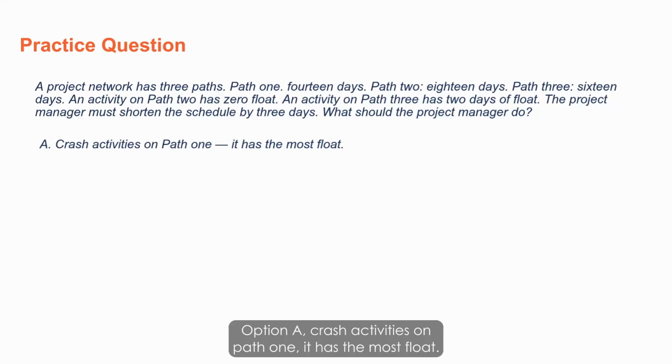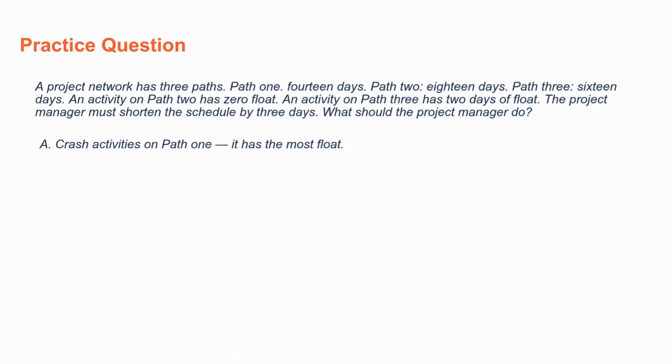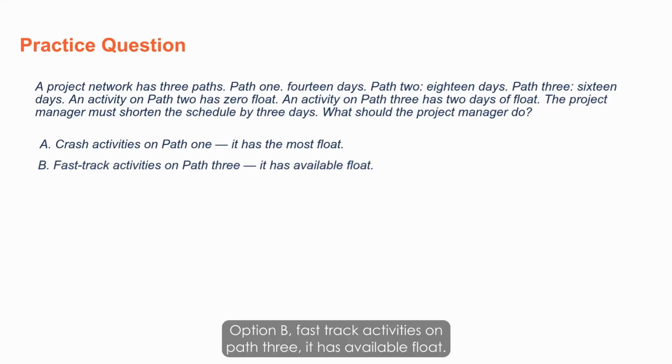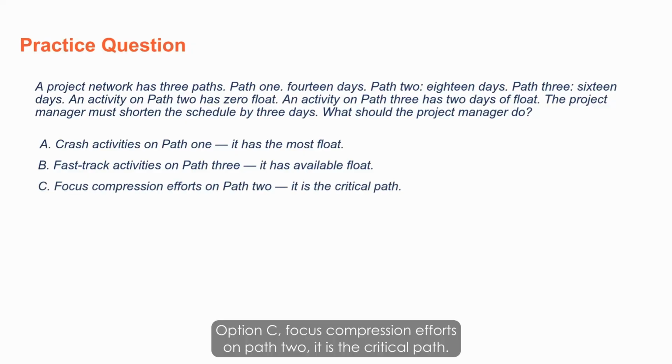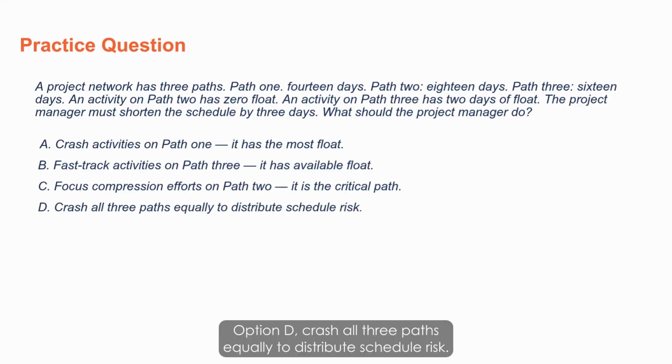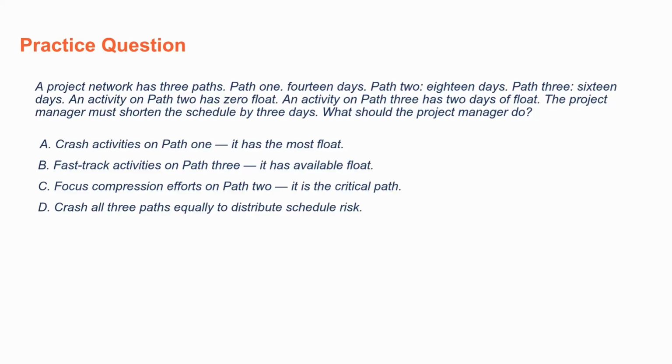Option A. Crash activities on Path 1. It has the most float. Option B. Fast-track activities on Path 3. It has available float. Option C. Focus compression efforts on Path 2. It is the critical path. Option D. Crash all 3 paths equally to distribute schedule risk.